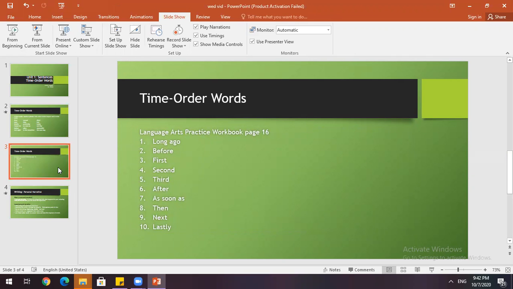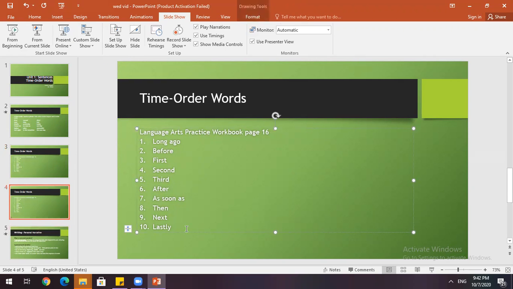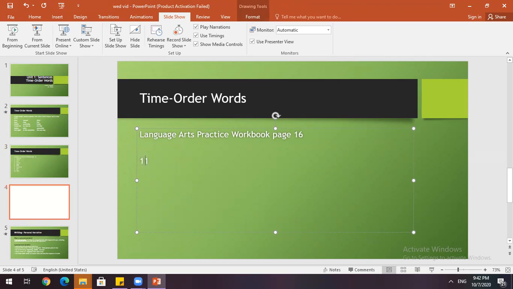All right. Now we have 5 more. So number 11. We're going to complete each sentence with a time order word from the box. Guys, in this exercise, the answers may vary. Okay, so they can be switched around, but I'm going to give you some possible answers.